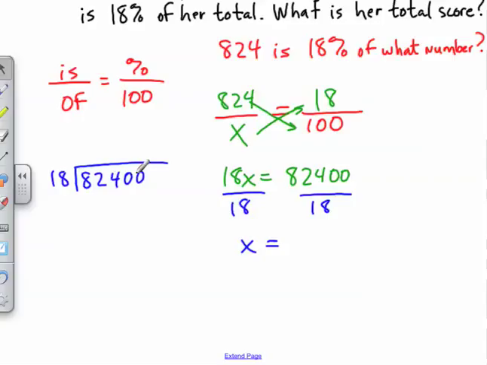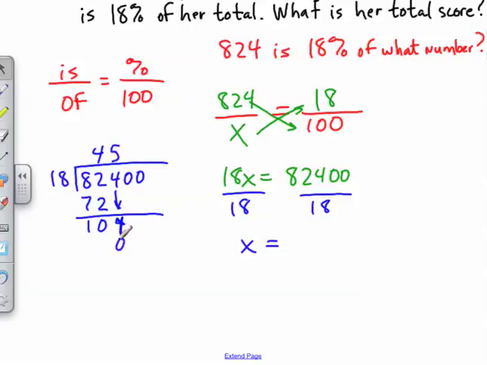18 goes into 82 4 times. 4 times 18 is 72. When I subtract, I get 10, and I bring down my 4. Let's let the smartboard catch up. Okay, 104. 18 into 104, does it go 6 times? No, it doesn't go 6 times. It's going to go 5 times.